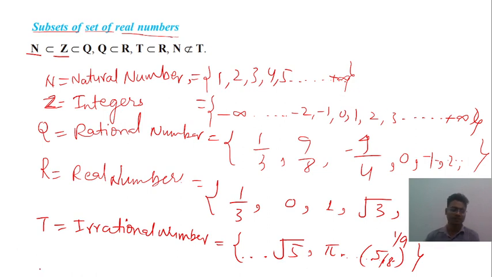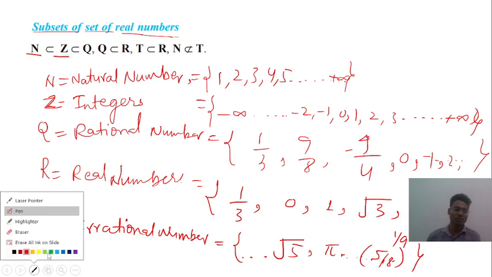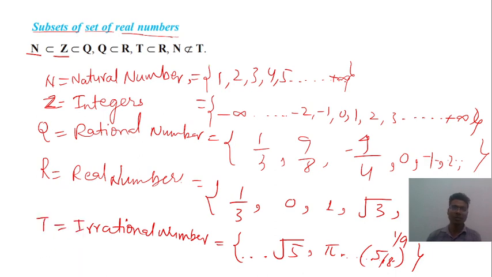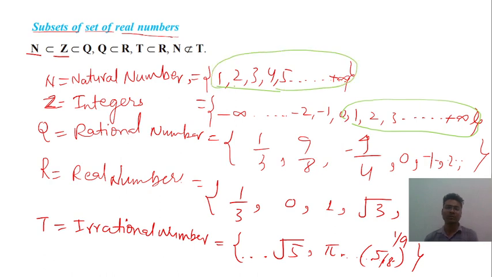So you see the natural numbers start with 1, 2, 3, 4, 5, and 1, 2, 3, 4, 5 is also present in here up to infinity. So the whole natural number set is a subset of what? It's a subset of the integers. That's why they wrote N is a subset of Z. N is present in Z.